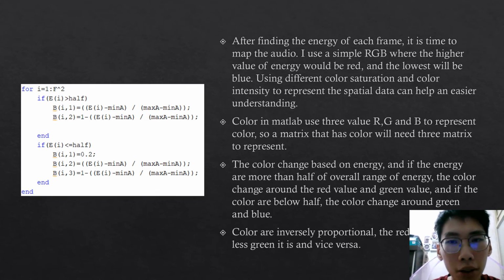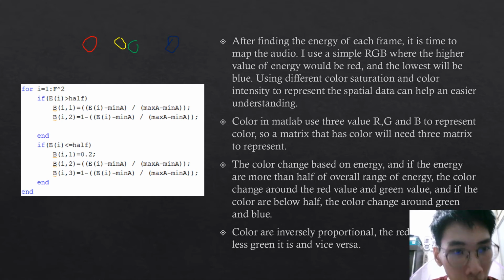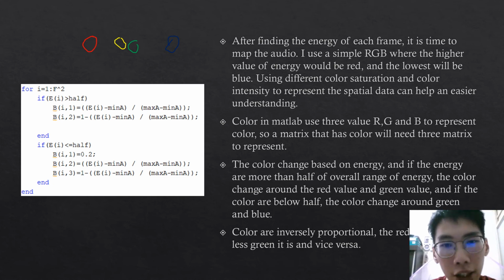After we found the energy of each frame, it is time to map the audio. I use a simple RGB where the higher value of the energy will be red, and then gradually it will turn into yellow or green. And then lastly it will be blue, which means the higher energy will be red and the lowest will be blue. Using different color saturation and color intensity to represent the spatial data can help an easier understanding.